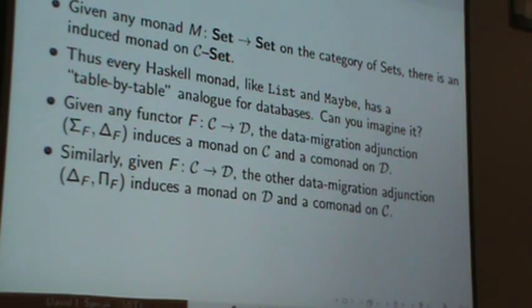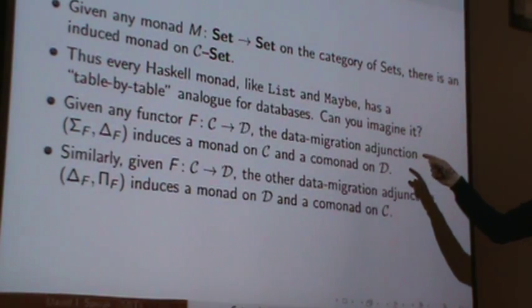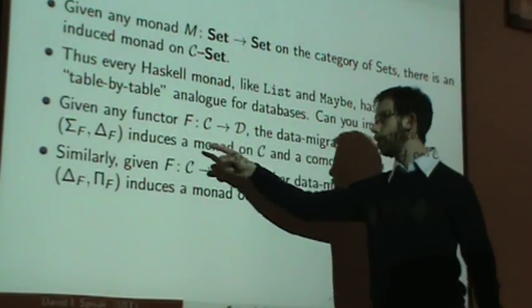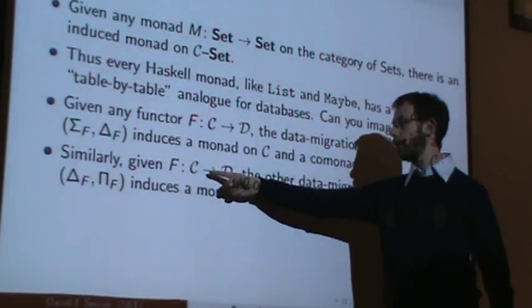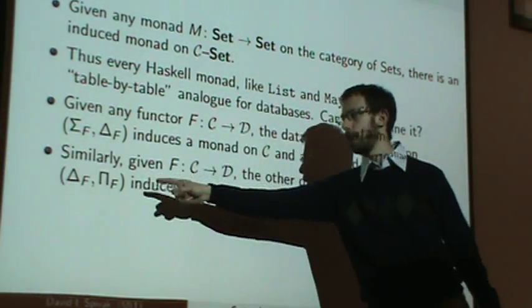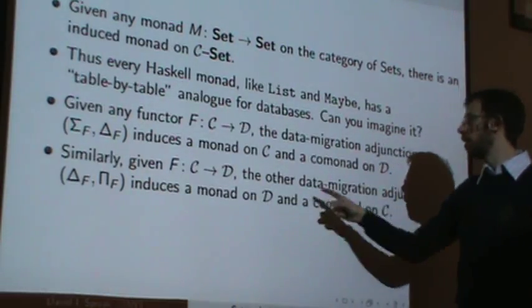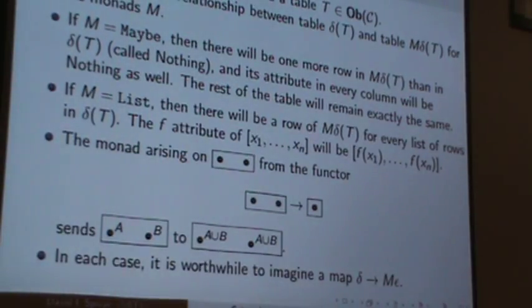Given any functor from C to D, an adjunction always gives rise to a monad. So this adjunction induces a monad on C and a comonad on D, and F, the same F, induces the other two data migration functors: pi induces a monad on D and a comonad on C. And the monad's basically like the closure operator of going in and out. Do it again, it's going to give you the same answer.